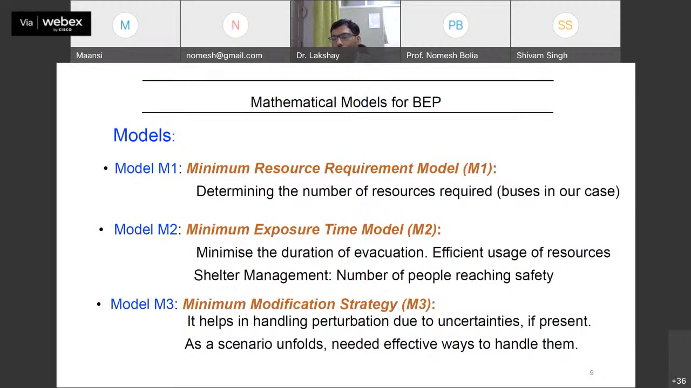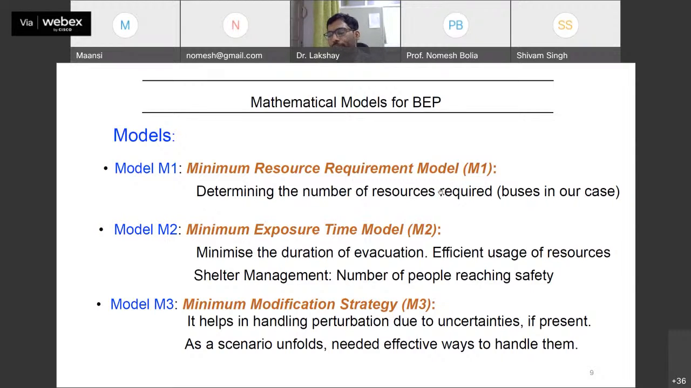Whenever you have to formulate a model, there are four requirements. First, what is my objective function? In such a case, the objective function is the minimum number of buses. Second, you need to decide the decision variables. I will explain them in the next slide, but I'm explaining in a general way the steps required to start mathematical modeling, because I'm not aware of the complete audience we have.